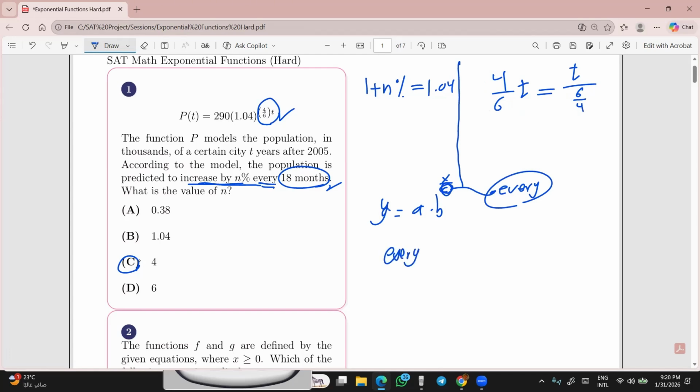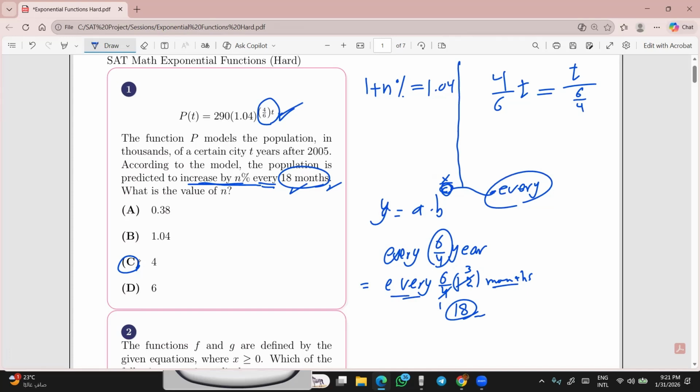Every 6/4 year, which means every 6/4, and the year is 12 months. Now we can simplify this. Divide by 4 to be 1, divide by 4 to be 3. So 6 times 3 is 18 months. So now every 6/4 years means every 18 months, which is the same.